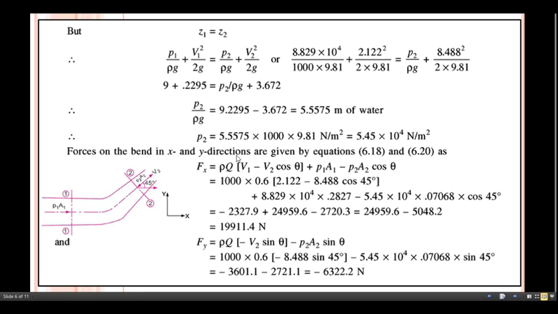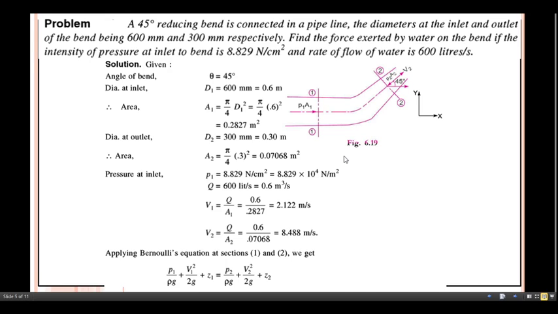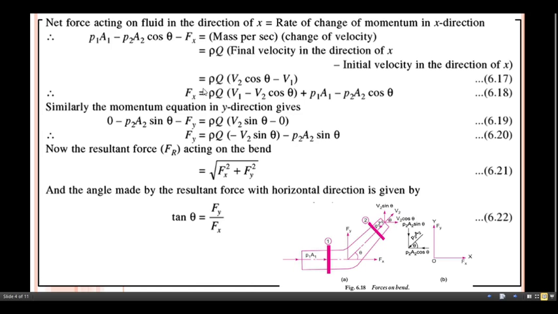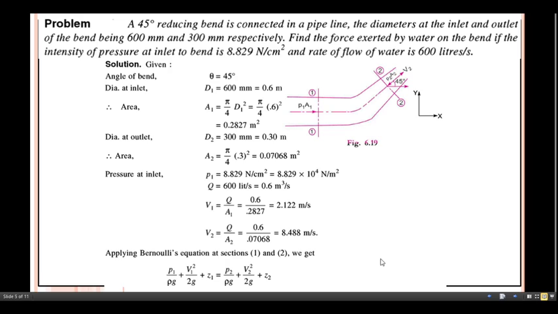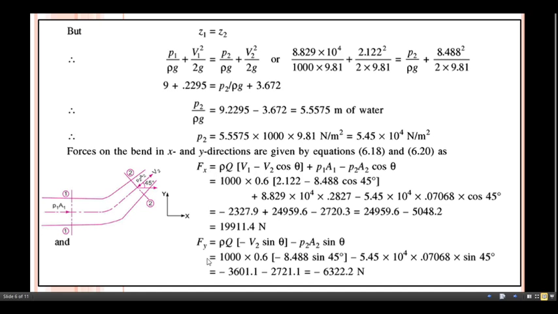Forces on the bend in x and y directions are given by equations. These are nothing but the equations with us, Fx and Fy. One can actually develop that equation with the help of this diagram. Once again, you have to draw the components here and see the forces along the x direction and y direction. Resolve any inclined force, and try to develop the equation for the summation of Fx, then Fy. In this way you can get that relation.